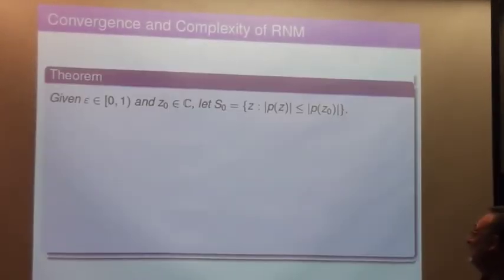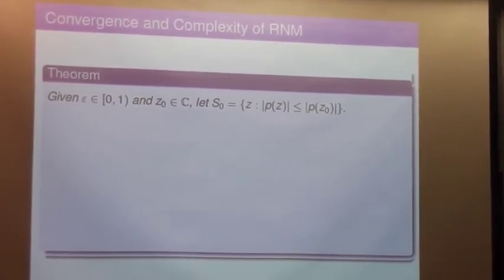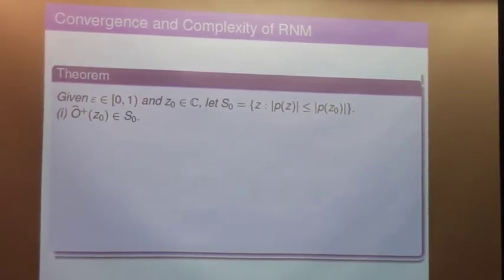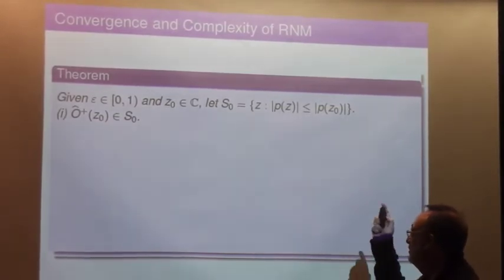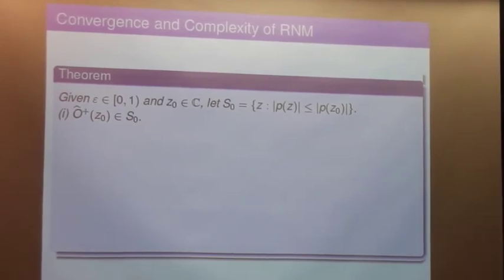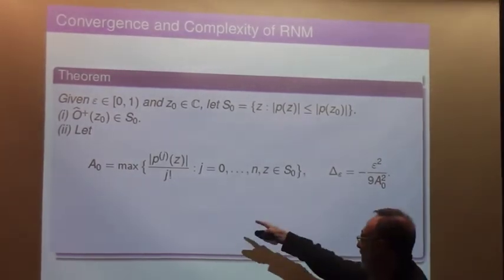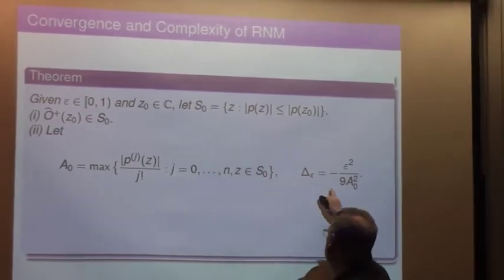Convergence and complexity. Given epsilon and z0, suppose S0 is the set of all points defined according to that. The first thing is that the orbit of Z0 is in S0. That is obvious because the moduli are going down. Now let A0 be the maximum of these when Z0 is in this set.